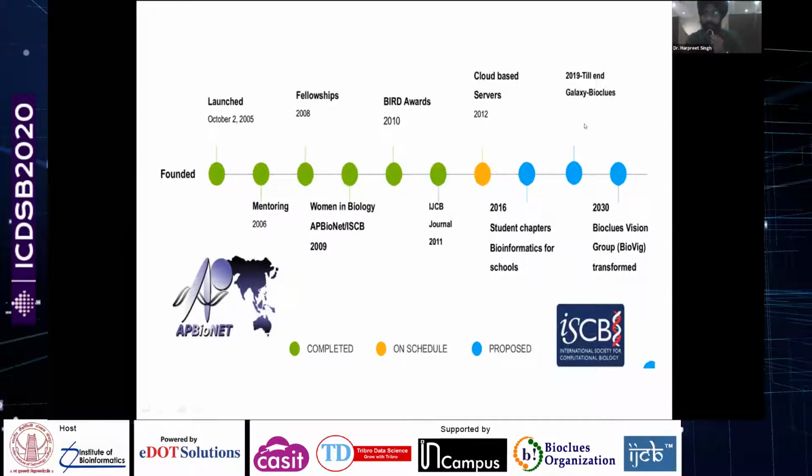From 2019 till the end, we had a very good partnership. Right now we are trying to build a very strong partnership with the Galaxy community, so that the Galaxy BioClues joint community can be launched in India very soon. And we have a vision up to 2020 to make bioinformatics well established in this country, and BioClues has been playing a major role in all the major projects.